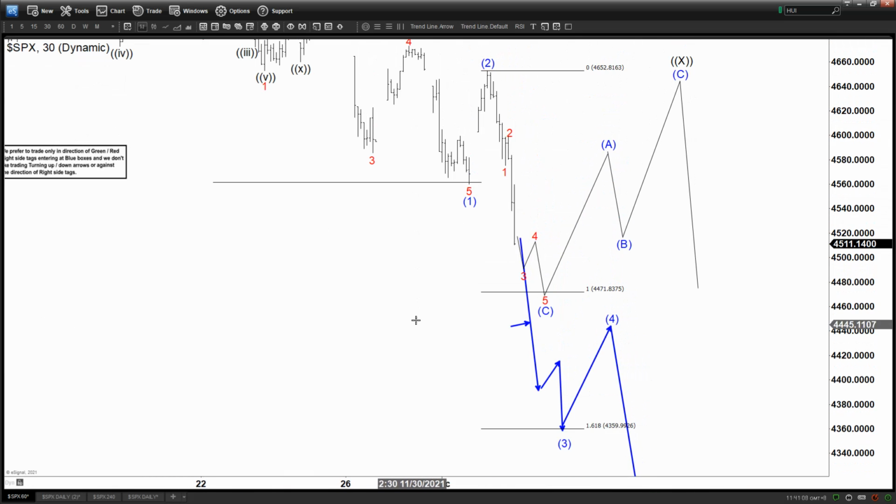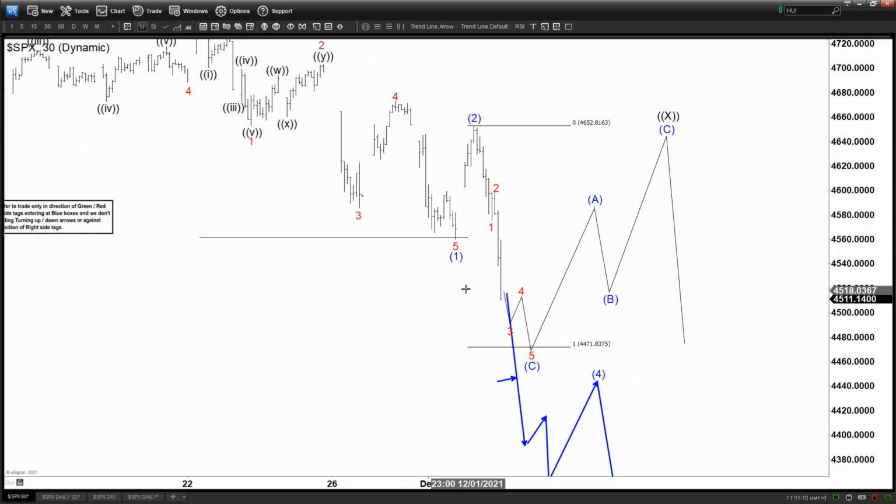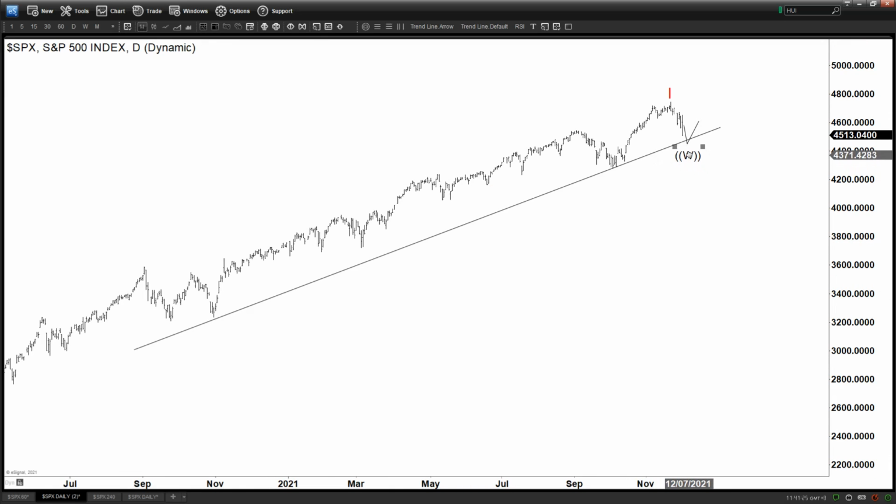So going back here in the primary view, we're calling for a simple ABC, not a 1 2 3 4 5, something like this. Going back to the daily time frame to give you an idea, this is your W as an ABC, and then you've got an X, and then you've got a Y. Remember, WXY is a double zigzag, ABC, ABC. So we can get something like this.